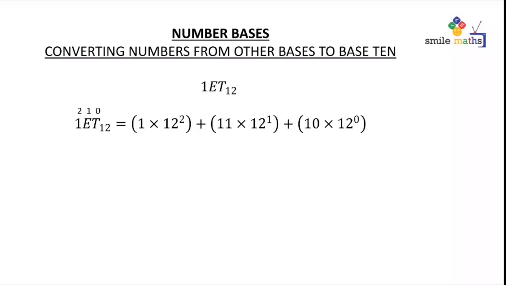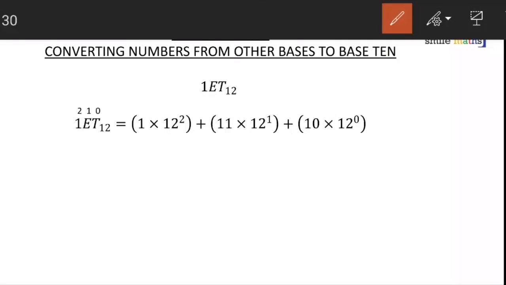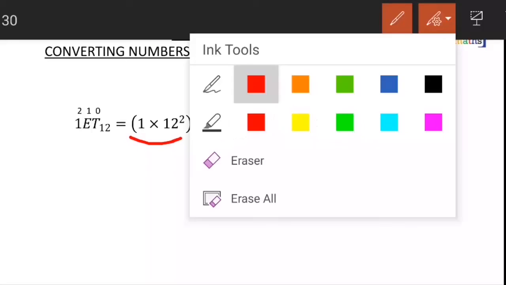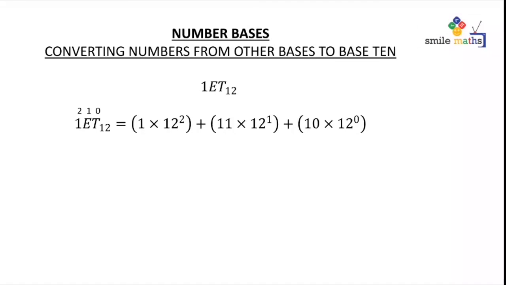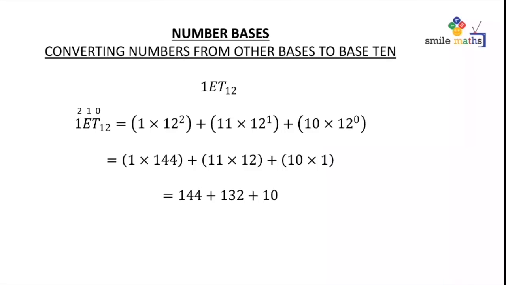So in this case, likewise the other ones, we are going to have 1 times the base 12 to the power of the labeling, which is 2, then 11, that is for E. Over here I'm going to write the number itself, 11 times 12 to the power 1, then 10 times 12 to the power 0. So simplifying this, 12 squared is 144, and 12 to the power 0 gives us 1. So we have 144 plus 132 plus 10. Then our answer becomes 286.